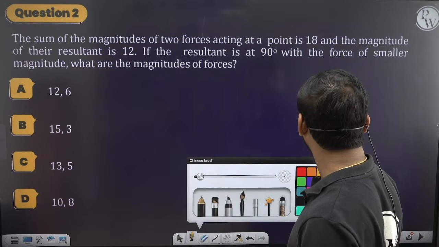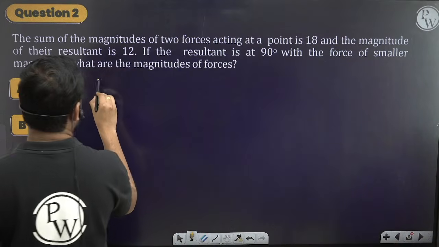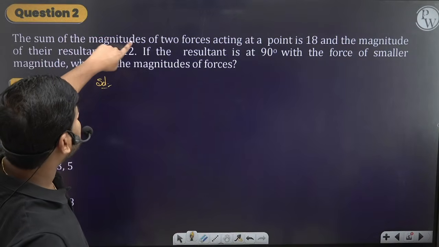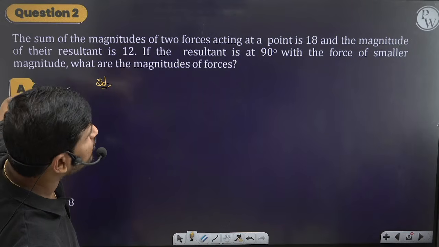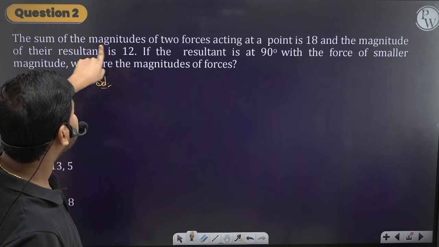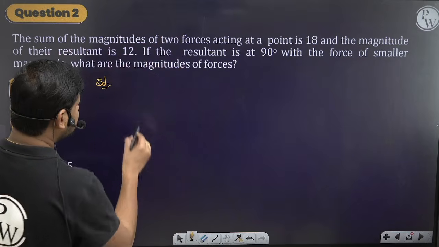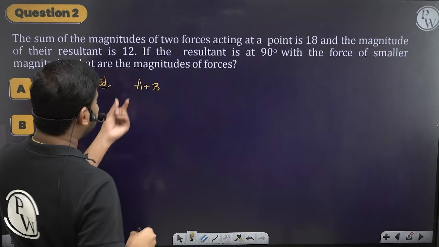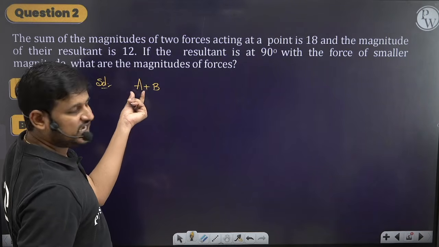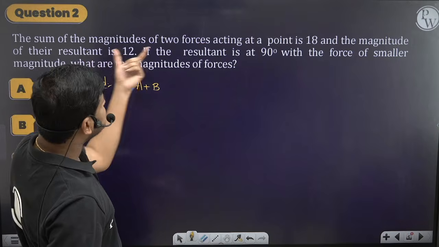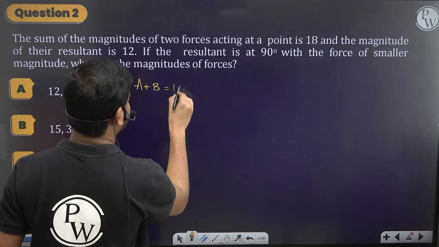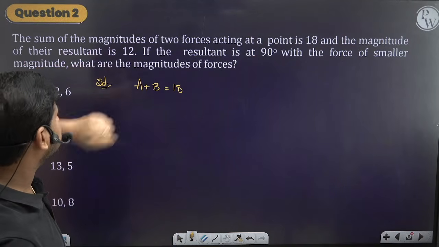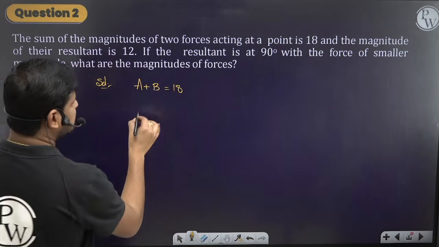Question number 2. What does the question say? The sum of the magnitudes of two forces acting at a point is 18. Let the two forces be A and B. The magnitude of A is A, the magnitude of B is B. So their sum is 18. And the magnitude of their resultant is 12.